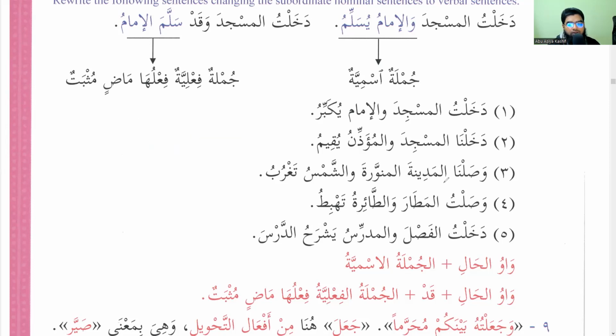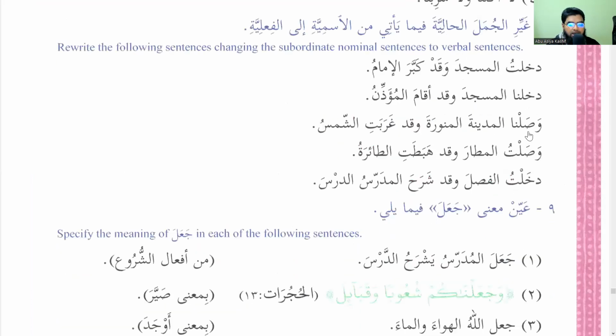وَصَلْنَا الْمَدِينَةَ الْمُنَوَّرَةَ وَالشَّمْسُ تَغْرُبُ. You can see the answers also. We arrived in Madina Munawwara while the sun was setting. So غَرَبَ يَغْرُبُ وَقَدْ غَرَبَتِ الشَّمْسُ. وَصَلْنَا الْمَدِينَةَ الْمُنَوَّرَةَ وَقَدْ غَرَبَتِ الشَّمْسُ. While the sun was setting, same meaning, kind of similar. While the sun had set, certainly we can translate.